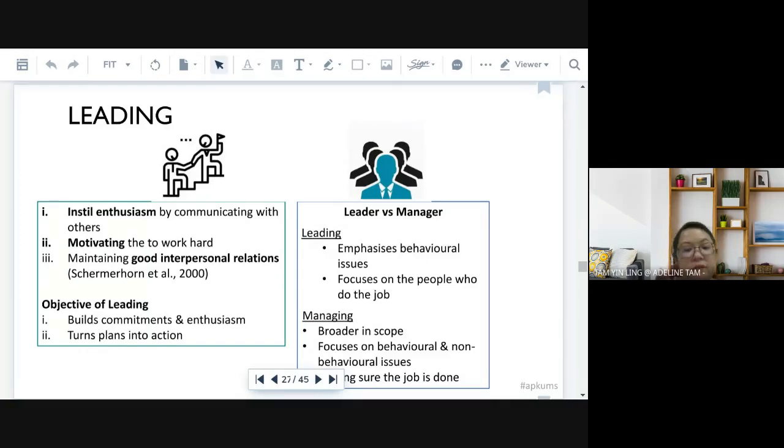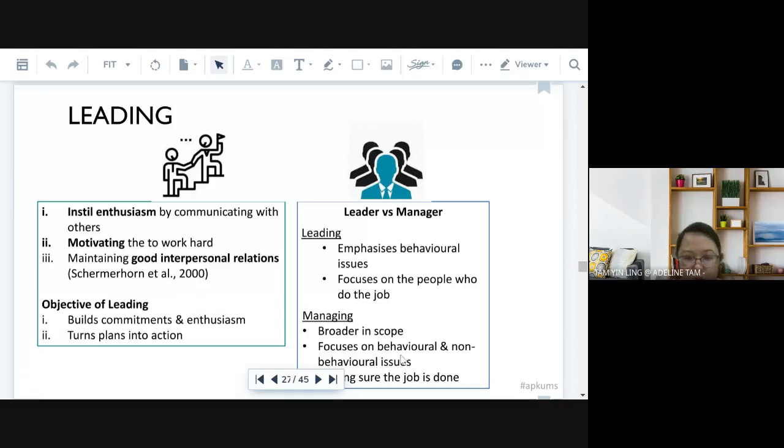We are focusing on people. So we hope that they are motivated, they are committed to do the jobs. Remember, leading is something done by the leader. It's different from manager. Manager comes from the word managing, mengurus. Sometimes managing means a lot of controlling. We control people, kawal. So although managing is broader in scope, they focus on behavioral and non-behavioral issues.